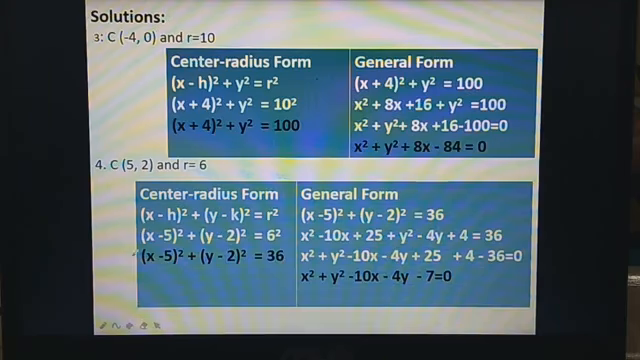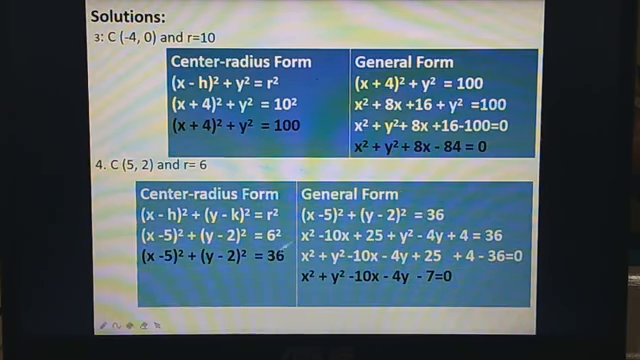And then, just copy the left side, we have the quantity of x minus 5 squared plus the quantity of y minus 2 squared is equal to 36. So, this is our center radius form. Now, let us transform this into general form. So, we have the square of x minus 5 plus the square of y minus 2 equals 36.